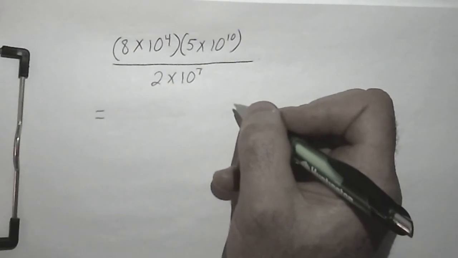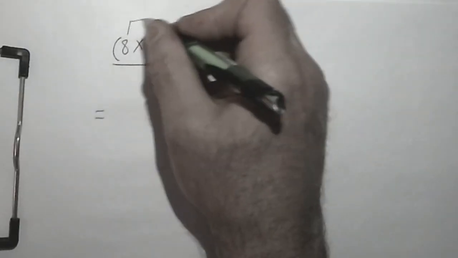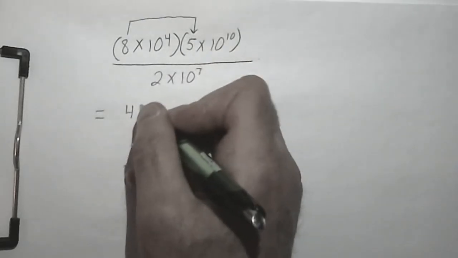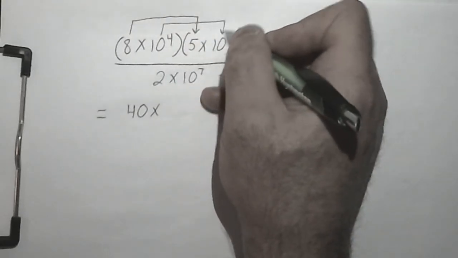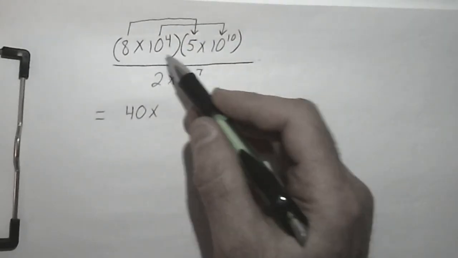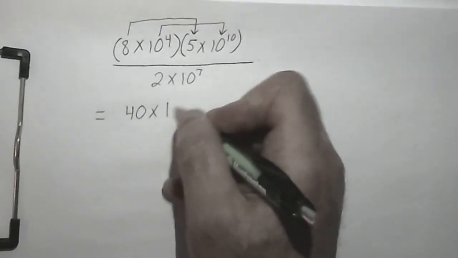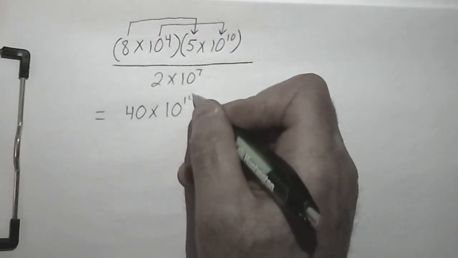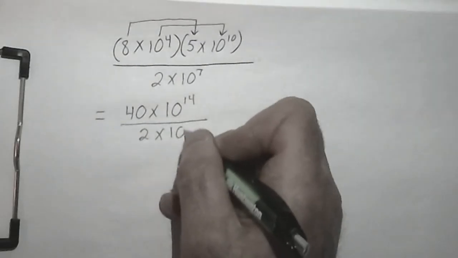Now, to do this problem, we're going to have to break it up into steps. First of all, I'm going to have to multiply the 8 by the 5. 8 times 5 is 40 times, and then I'm going to multiply my like bases of 10 together. So I'm going to take 10 to the 4th power and multiply by 10 to the 10th power. And of course, when you multiply like bases together, you keep the base the same and you add the exponents. So 4 plus 10 is 14. And that's going to be divided by 2 times 10 to the 7th power.